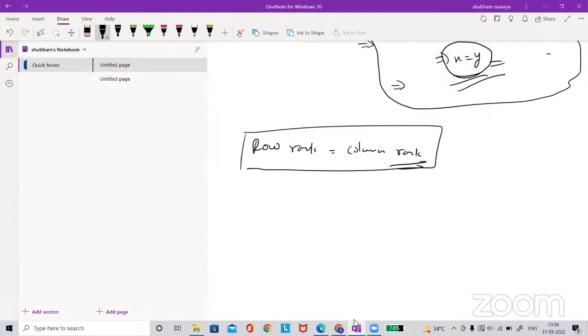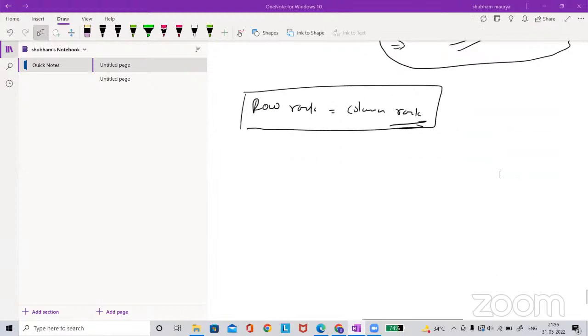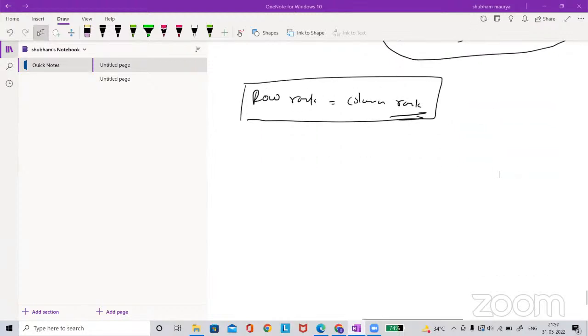Sir, but how? For example, if we have a matrix with 3 rows and 4 columns, and the 3 rows have non-zeros, then the fourth column can have a 0. So then the rank would differ, right? No, it will not come. It will never come 0. Okay, so it is always the same, right?